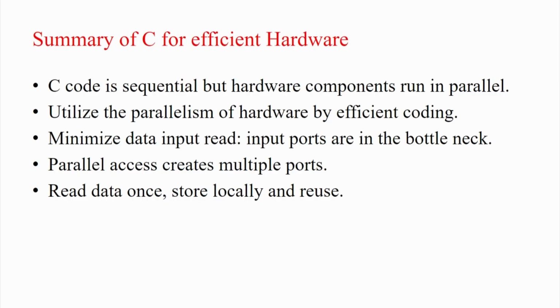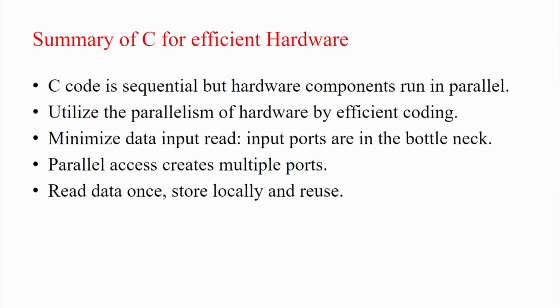Okay. So, summary. The first thing you should always keep in mind is that your C code is sequential, right, but hardware runs in parallel. So, you try to write your code so that you can utilize the parallelism of hardware. You can always think of writing C keeping in mind that you are going to have hardware which is parallel. That is a very basic thing we always miss. So, that is a key point that you should always remember.